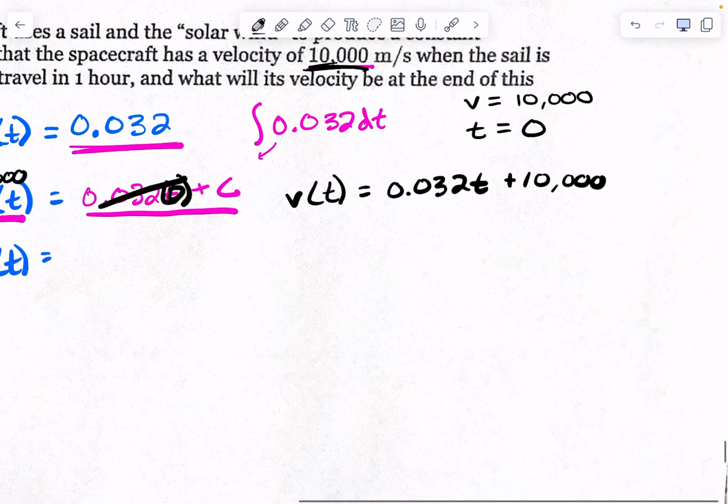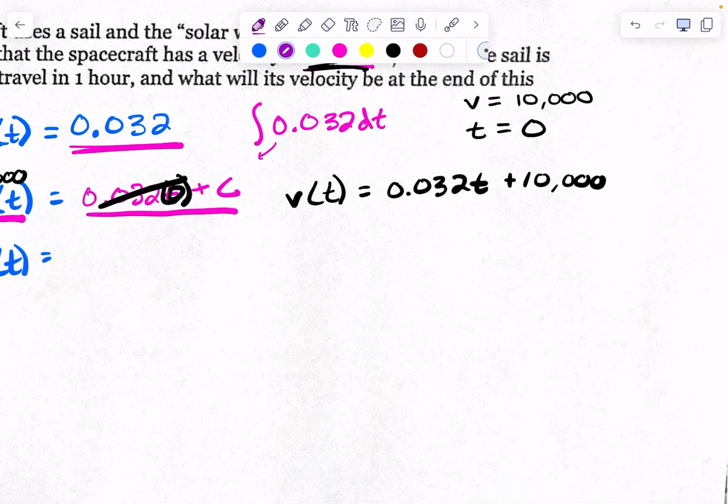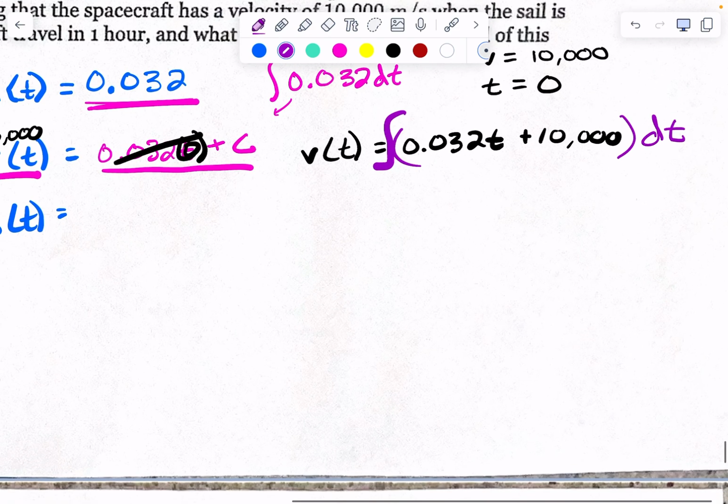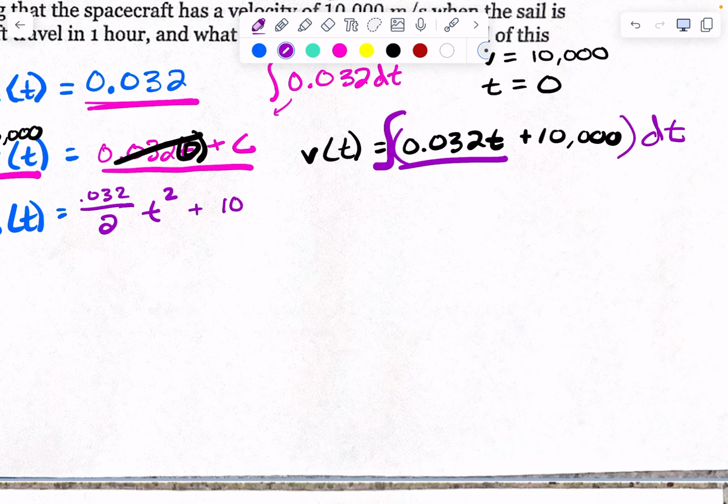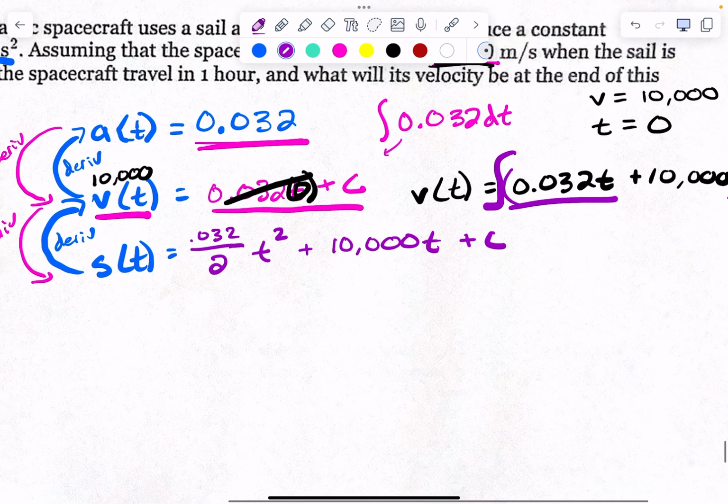And then I'm going to take the antiderivative of that to find the position function. So I'm going to do the integral dt again. So what's the antiderivative of 0.032t? 0.032 over 2 times t squared, right? Plus 10,000t plus C. Don't forget plus C. Okay, so that's what it will look like. Now, we can reduce this. This is actually going to be 0.016 t squared, right?